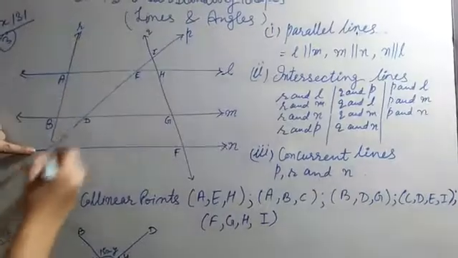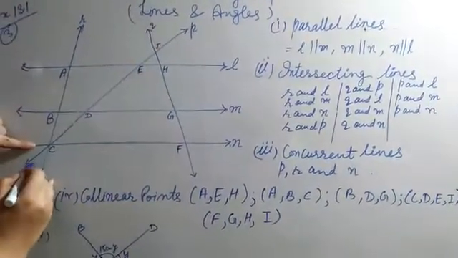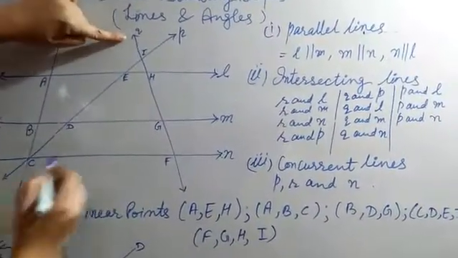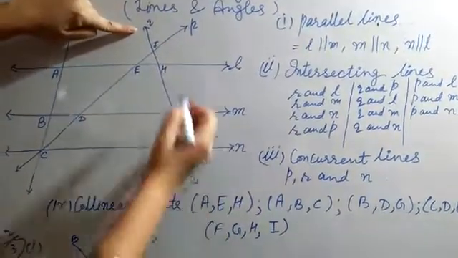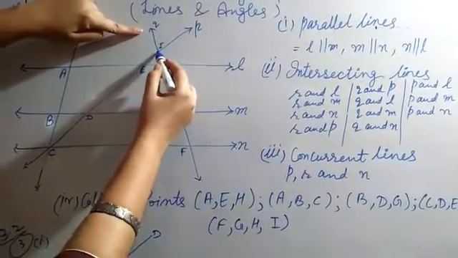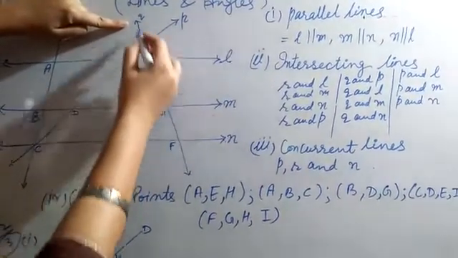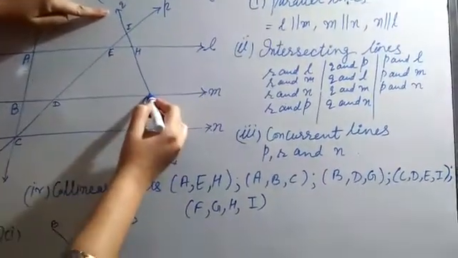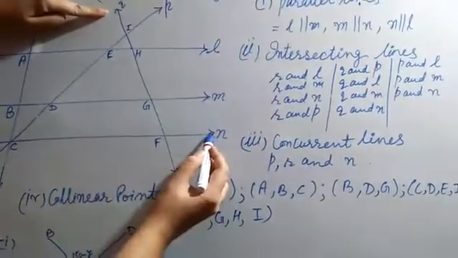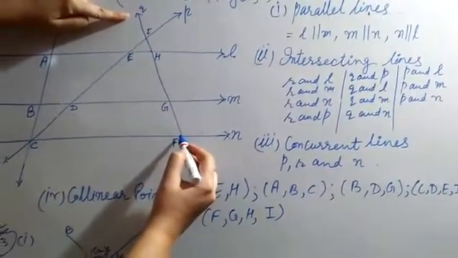Next, R is intersecting P. Now come to the next line, Q. Q is intersecting P at I. Then Q is intersecting L at H. Then Q is intersecting M at G. Then Q is intersecting N at F.